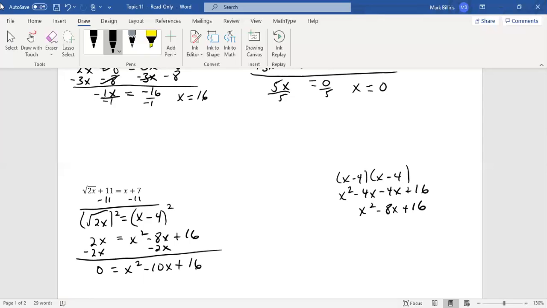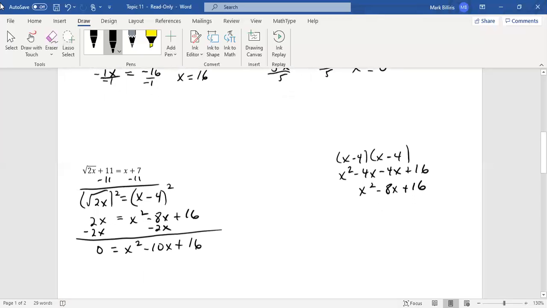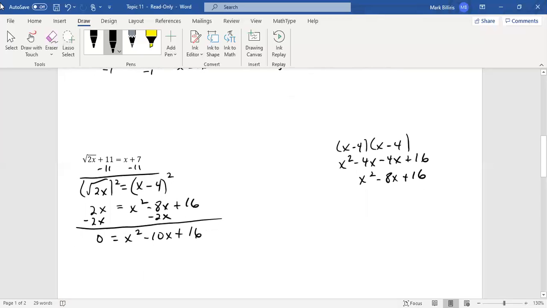So that gives me 0 equals x squared minus 10x plus 16. Okay, so now you have a 1x squared. So that means you can use the shortcut. You don't have to do that AC method. So we're looking for the factors of positive 16.